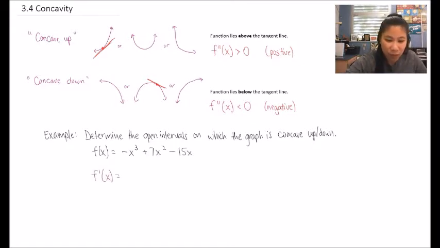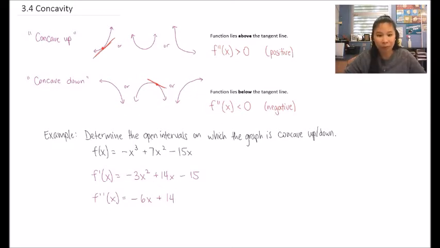We can just use the power rule here because we have a pretty straightforward polynomial function. My first derivative is going to be negative 3x squared plus 14x minus 15. Okay, got the first derivative down. Second derivative. If we take the derivative of our first derivative, then we get negative 6x plus 14. Okay, so at this point, we have the second derivative.